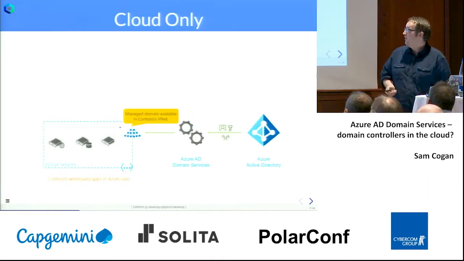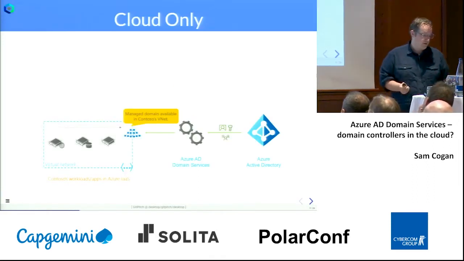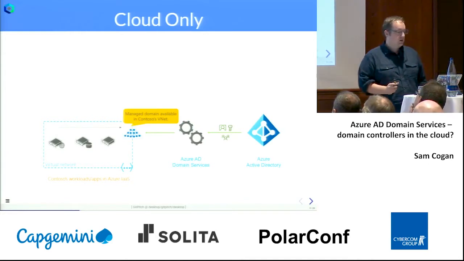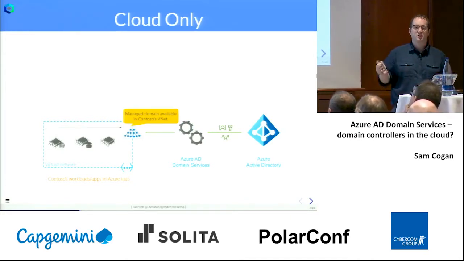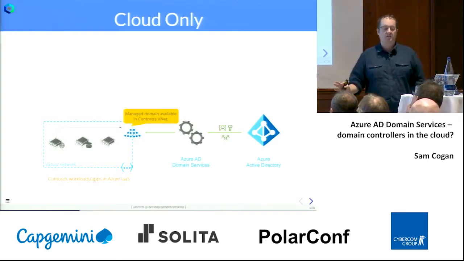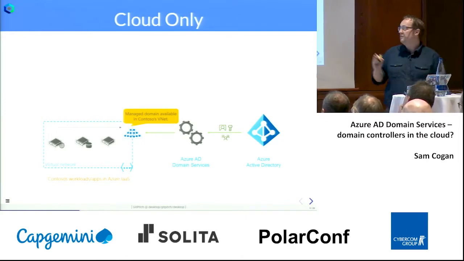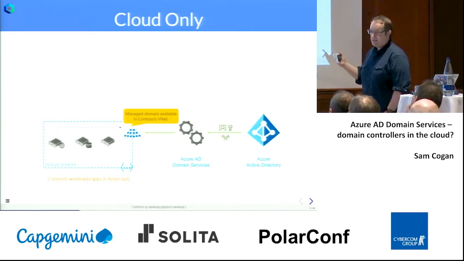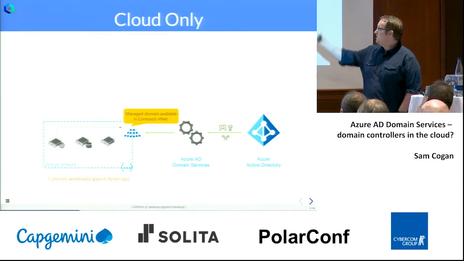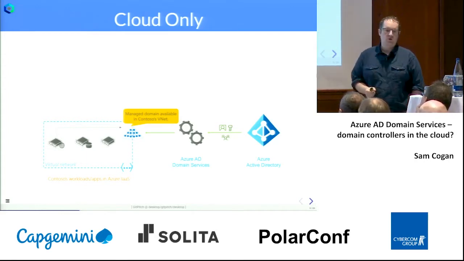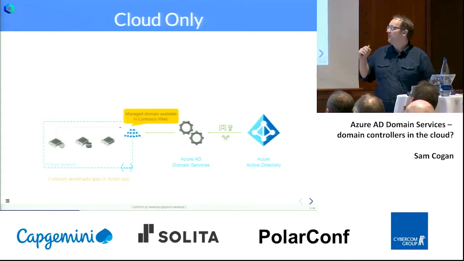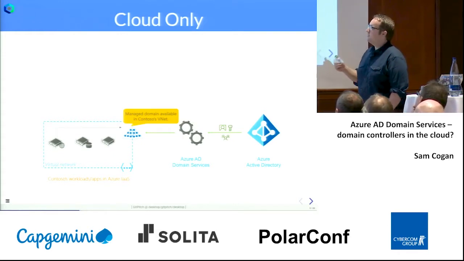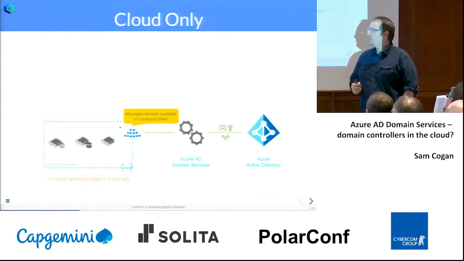So this is the first scenario, and I've stolen these diagrams from the Microsoft site, so you can find them on the AADS page. But this is a cloud-only scenario. So this is where you have no on-premise presence. You don't have any existing Active Directory, and you've got an Azure Active Directory instance that you've created, and you've populated that with users, groups, service principals, applications, all those sort of things. And you want to extend that by having a domain services instance in your virtual network.